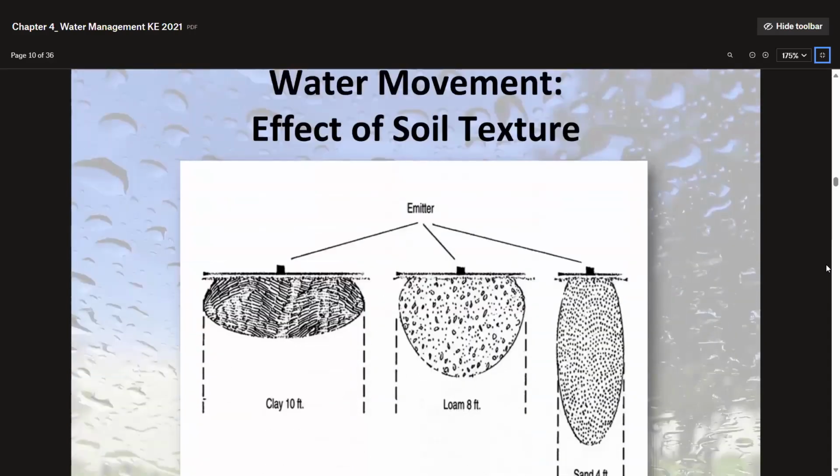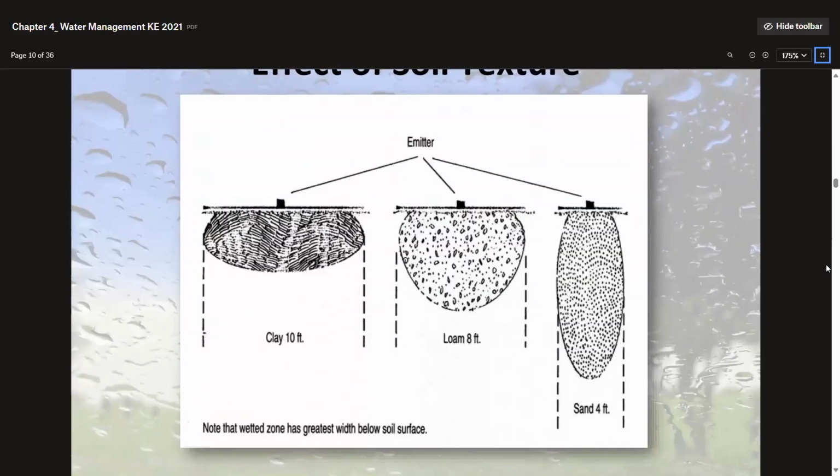The water movement and the effects of soil texture, you can kind of see in this graph. This is from a pop-up emitter sprayer. And basically on that emitter, when it puts out water, you note that your wetted zone has the greatest width below the soil surface, right? So in clay, it spreads out, right, and infiltrates. In loam, it doesn't quite spread out as far, but it infiltrates much deeper. And in sand, it barely spreads out from the pop-up emitter and goes straight down, right? There's nothing to make it spread out. So that's kind of how it looks as it infiltrates into the soil, right, and percolates.